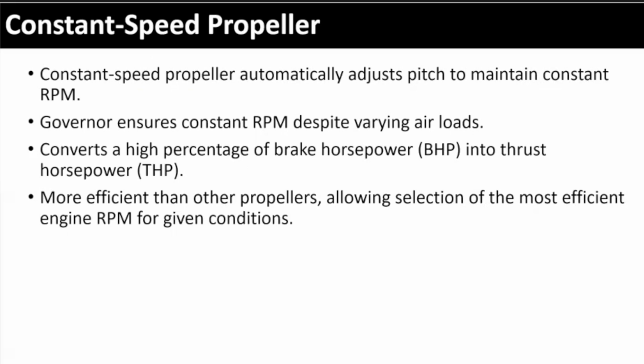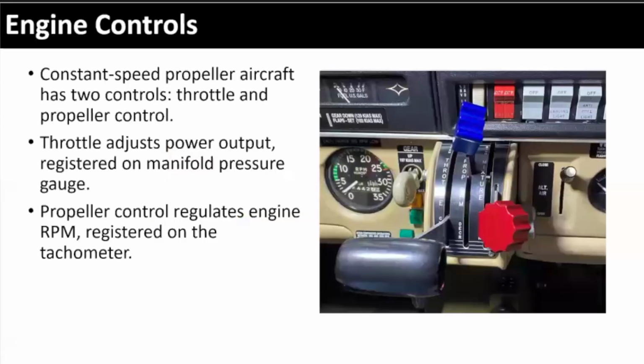This is where we talk about manifold pressure. Manifold pressure versus just throttle and RPM settings, tachometer. Okay. Constant speed propeller aircraft, two controls, the throttle and the propeller control. All of those ones that have a fixed pitch propeller got this big thing here, the big throttle control. They don't have the fancy blue knob.